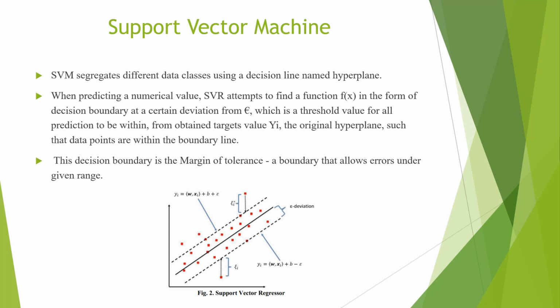We can infer this about the support vector machine model from the below diagram. Here we can see the positive hyperplane and negative hyperplane. This is the margin of tolerance.